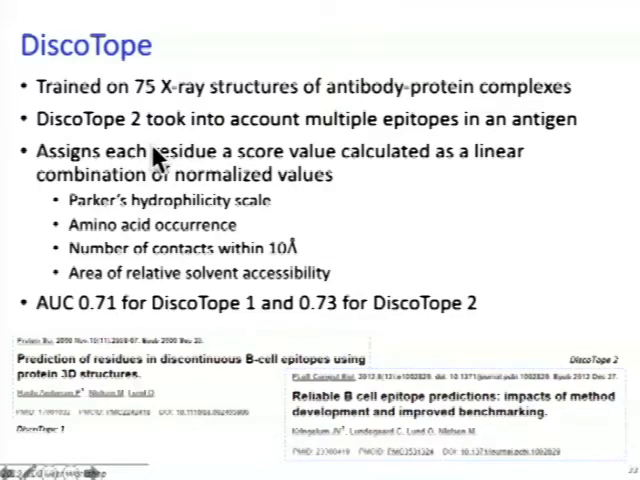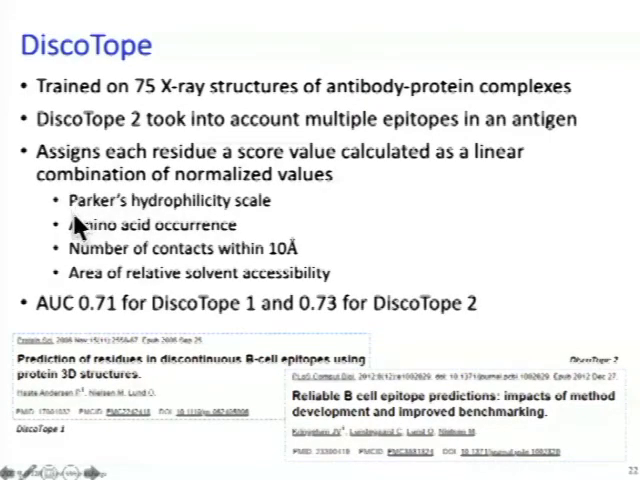So what DiscoTope does is it assigns each residue a score based on a linear combination of multiple values, such as the hydrophilicity of the residues. This is one of the linear scales, the amino acid occurrence in antibody epitopes compared to overall residues on the surface.